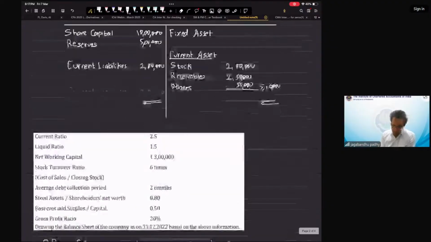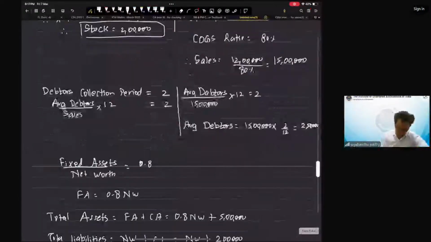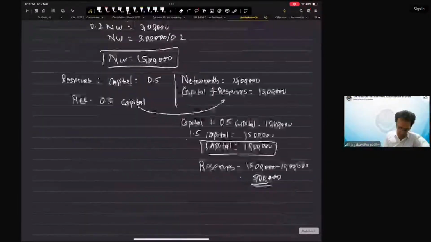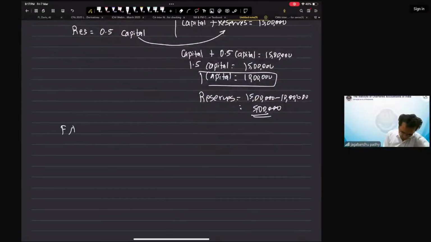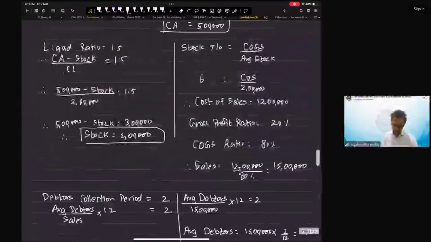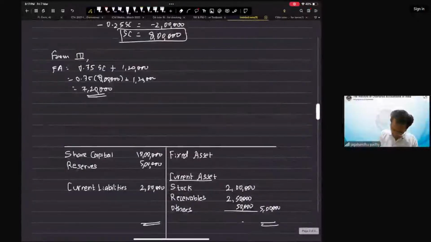Now, what is the value of fixed asset? We have written the value of fixed asset also. Fixed asset is 0.8 times of net worth. So that's 0.8 times of net worth is 15 lakhs. 0.8 into 15 lakhs. That is 12 lakhs. Fixed asset is 12 lakhs.